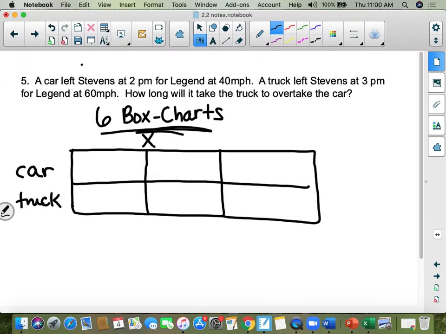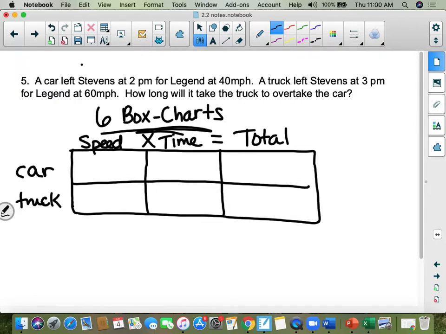And 100%, there's always a multiplication sign. 100%, there's always an equal sign. And it's always a total at the end. Okay, we need to fill in what we're talking about. Well, we're talking about the speed of each of them, and we're talking about how long, or let's say time, whatever you want to label them.